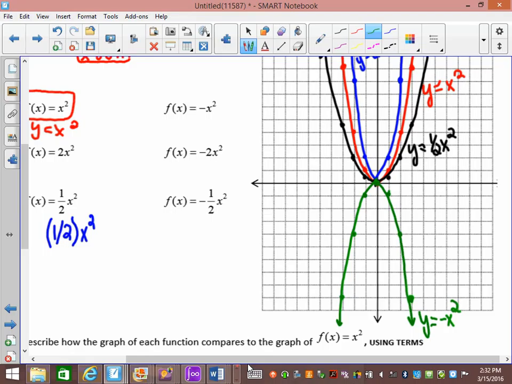Now, what do you think is going to happen when it's negative 2? It's going to make it down, but narrower, just like the 2 did to the other one. It made it narrower, but it's negative 2 this time, so it's actually going to make it down and narrower. And then this is going to make it the exact same as the black graph, but downwards, right? That's all that happens.